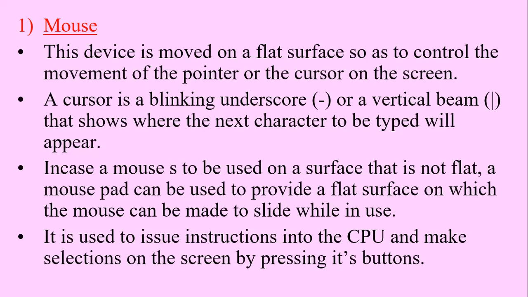Let's describe mouse. Mouse is a device that is moved on a flat surface so as to control the movement of the pointer or the cursor on the screen. A cursor is a blinking underscore or a vertical beam that shows where the next character to be typed will appear. In case a mouse is to be used on a surface that is not flat, a mousepad can be used to provide a flat surface on which the mouse can be made to slide while in use. Mouse is therefore used to ensure that instructions are issued to the CPU and it makes selections on the screen by pressing its buttons.